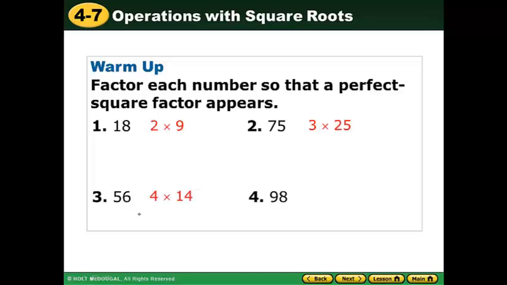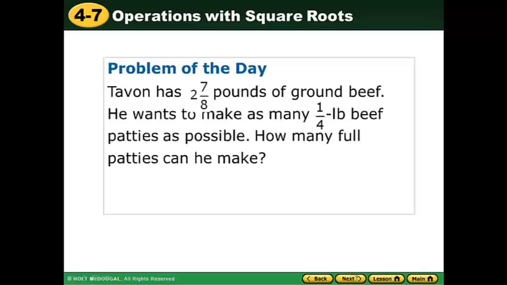4 times 14. Now 4 is a perfect square. That's good. And 2 times 49. And 49 is a perfect square. 7 times 7. 5 times 5. 3 times 3. 2 times 2. So those will have perfect squares in their factors. Alright, so let's go ahead and start with the actual lesson.